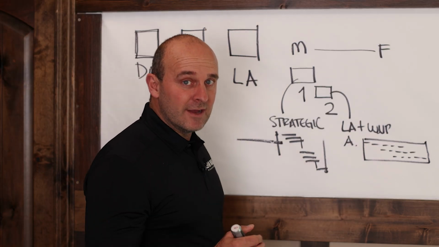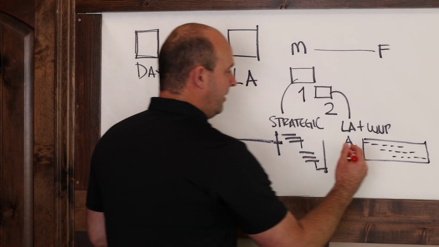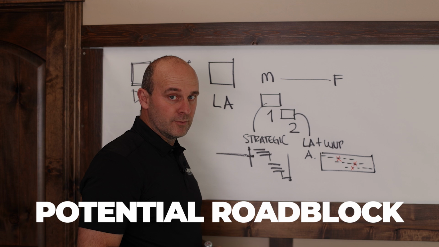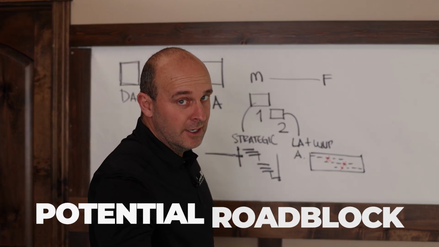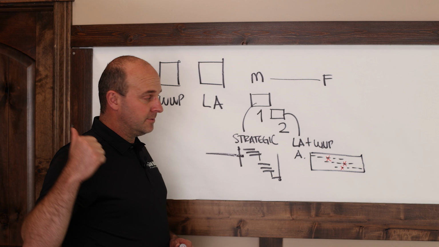And when they don't have something, that's where I'm going to go ahead and get my red marker. When you don't have something, that's going to be a potential roadblock. It's not a constraint, because constraints are things that we have to deal with. It's a roadblock that needs to be removed.